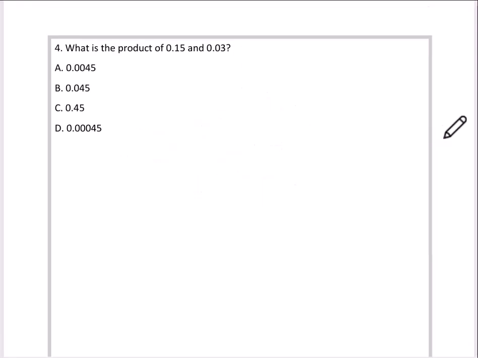For question number 4, what is the product of 0.15 and 0.03? Now remember, product means times, that's what I'm multiplying. So I want to convert these to a fraction. It is easier to multiply fractions, that's why I like to convert to fractions. So converting to fraction, this is 1 2 3, so it means it is in hundreds. Remember, the number before the decimal point is considered as 1, so we are going to have 15 over 100 multiplied by, this is 1 2 3, so this is 3 over 100.